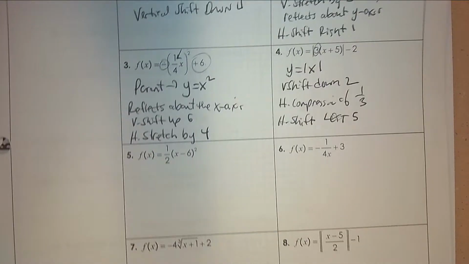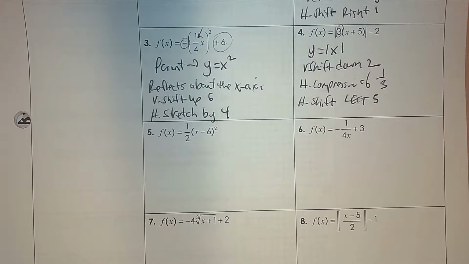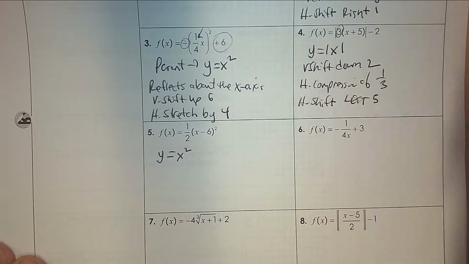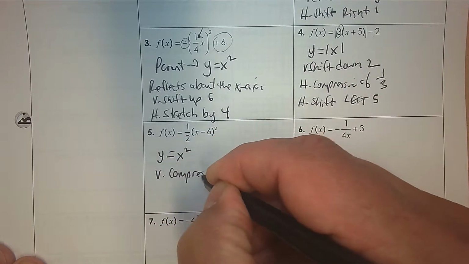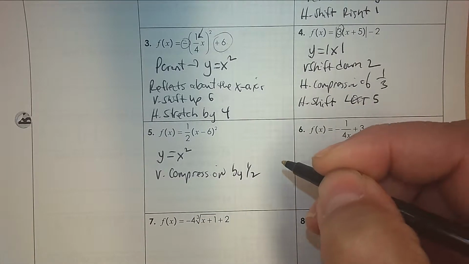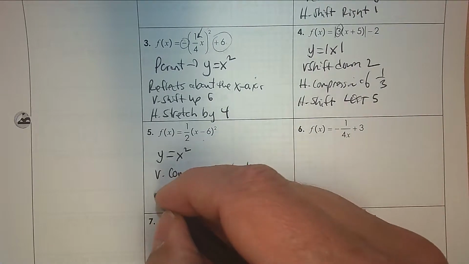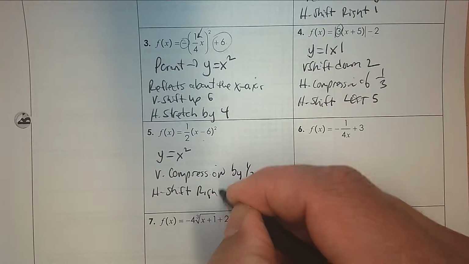Your turn. Try number 5. Parent is just x squared. Anything on the outside? Yeah, so it creates actually a vertical compression because it's going to get smaller by 1/2. Do you see anything on the inside? So it's direction. So it's a horizontal shift, but what direction? To the right 6.